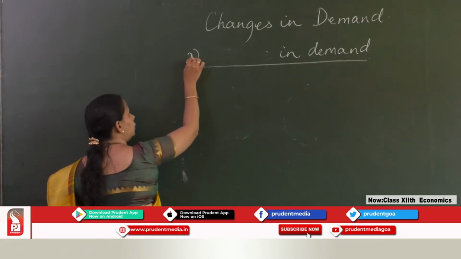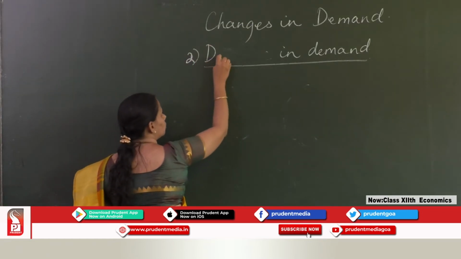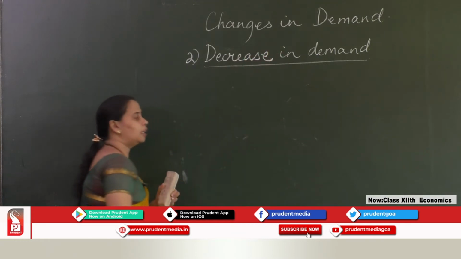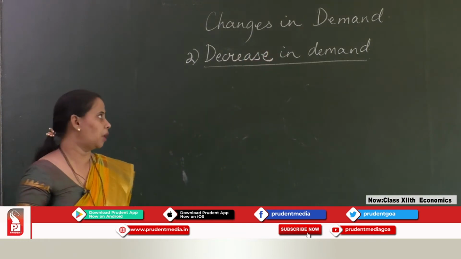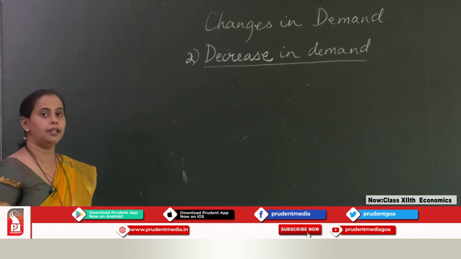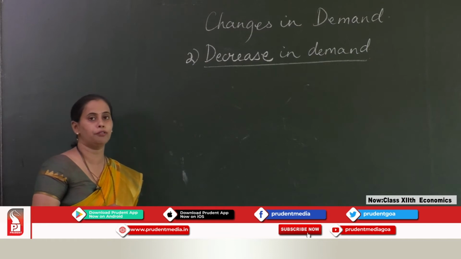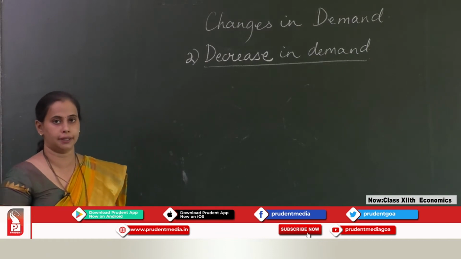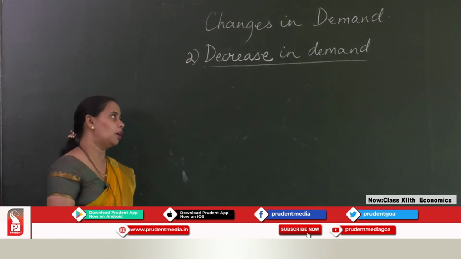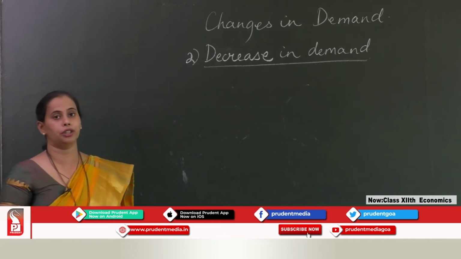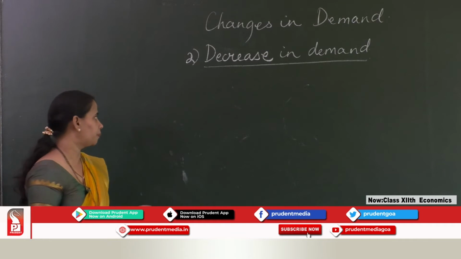The second change which we see is a decrease in the demand. Now with a decrease in the demand, again the decrease in the demand takes place because of factors other than price. The decrease may take place because of a lowering of the income or reduction in the population, etc.